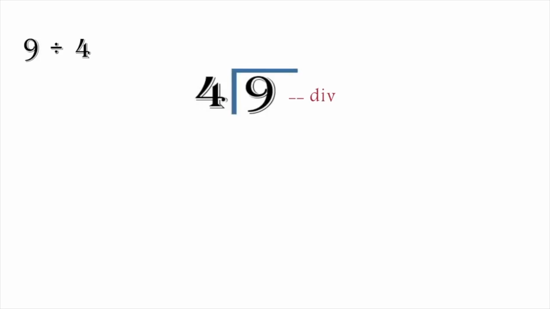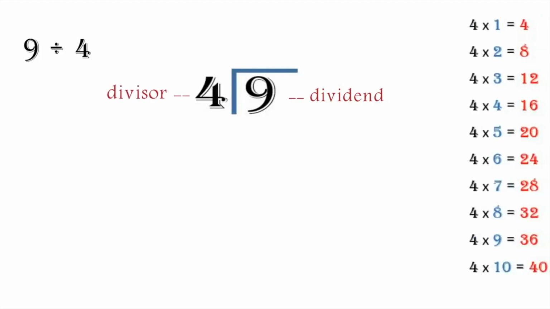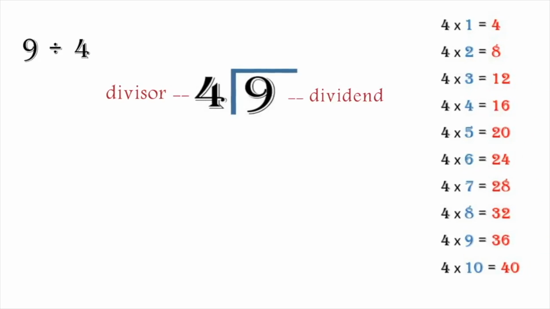Let's take an example to explain this. If you are given 9 divided by 4, we can write it in the long division form. The number here is our dividend. The 4 here is our divisor. To solve this, let's bring our 4 multiplication here.